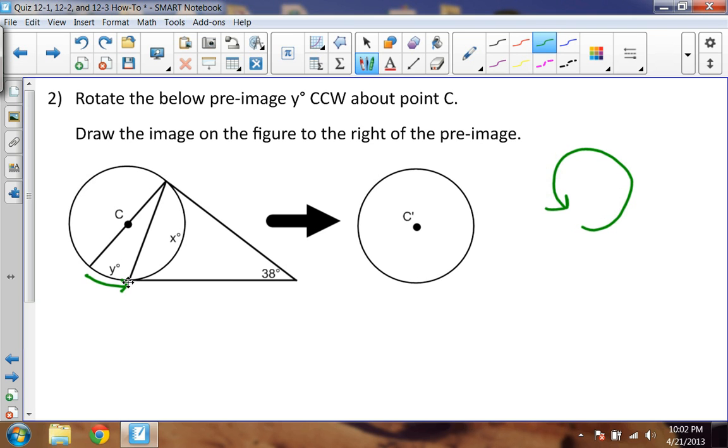One thing you should see is that this is a tangent line and it's horizontal. That means that its imaginary radius going up to C is straight down. So when I rotate y, this diameter is rotating like this. And when I rotate y degrees counterclockwise, it should be straight up and down. So I'll go ahead and draw that first.